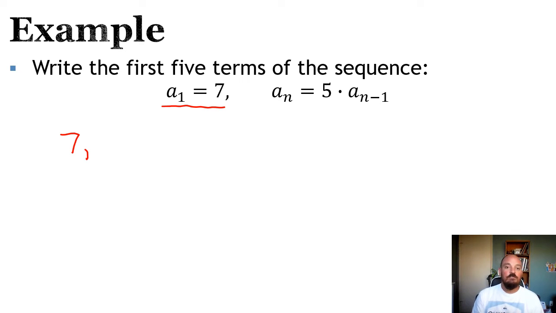Now, if I want to write the first 5 terms of this sequence, it says to find any term, you take the one before it, and you multiply it times 5. So to find this term right here, I take the 7, and I multiply it by 5. That would be 35. And to find the next term, I take the 35 and I multiply it by 5. Use my calculator for this one.